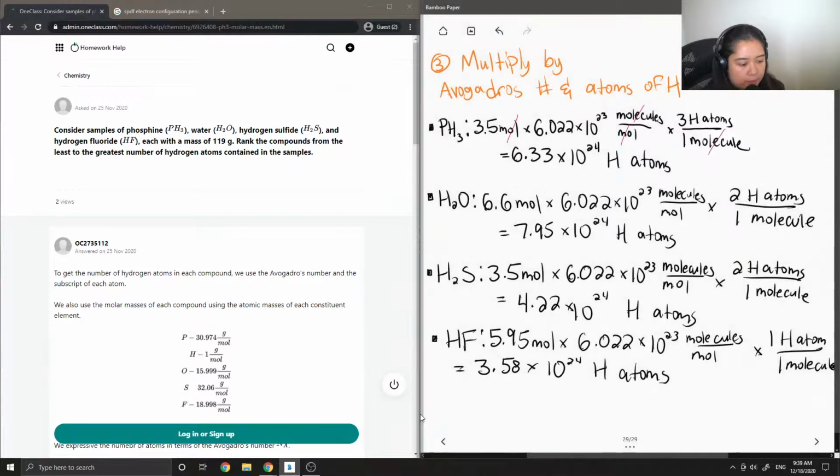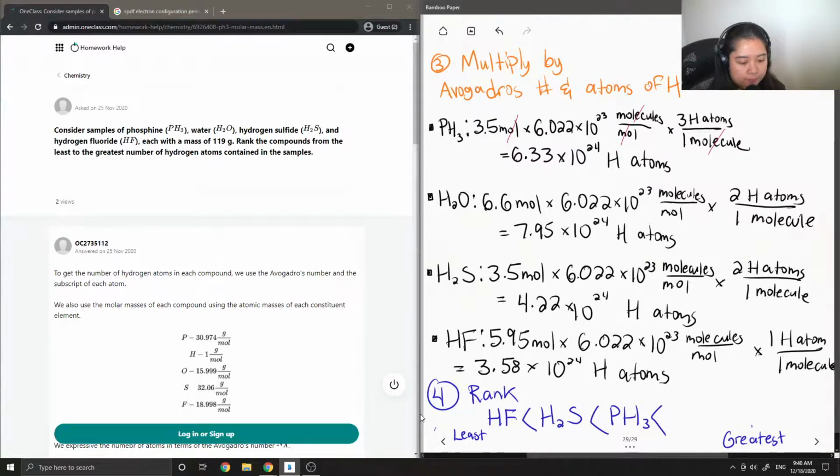Okay, so lastly, we need to rank from least to greatest number of hydrogen atoms. Now let's just look at all of our values. The lowest number is hydrogen fluoride. And then next is hydrogen sulfide. And then phosphine. And then water has the greatest number of hydrogen atoms in the sample.